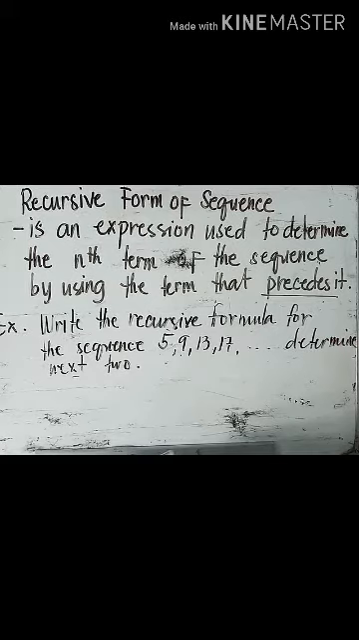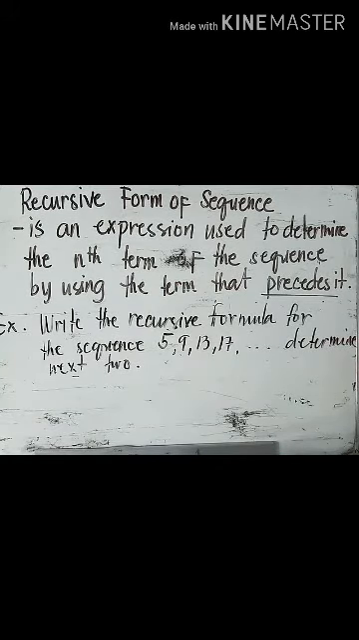Now I will discuss the recursive form of a sequence. What is the recursive form of a sequence? It is an expression used to determine the nth term of the sequence by using the term that precedes it. So it means that if A1, or the first term, is given, then the other terms will also be determined. So we have here an example.